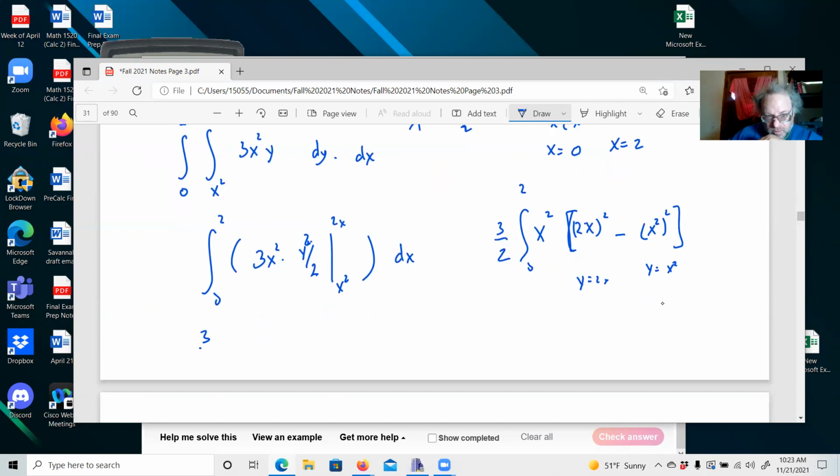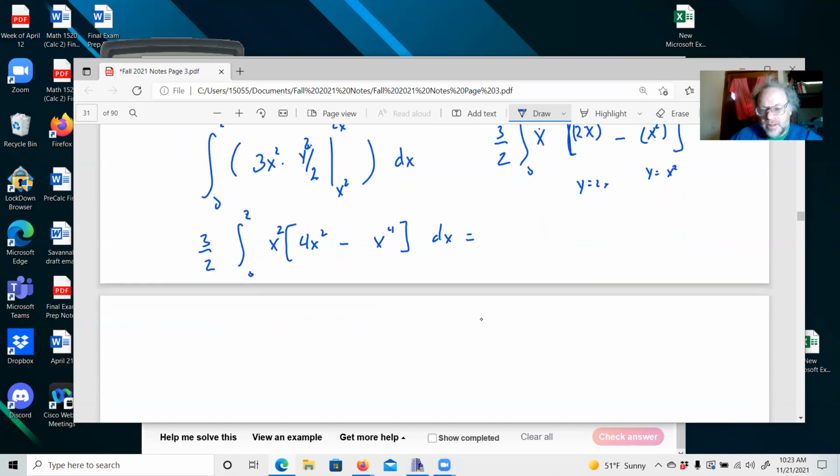So 3/2, integral from 0 to 2, and then we have x squared. Let's simplify this one a little bit first. 2x squared is going to be 4x squared, so be careful of that, minus x squared squared, which is x to the 4th. When you have a power raised to a power, you multiply them. And then we have dx.